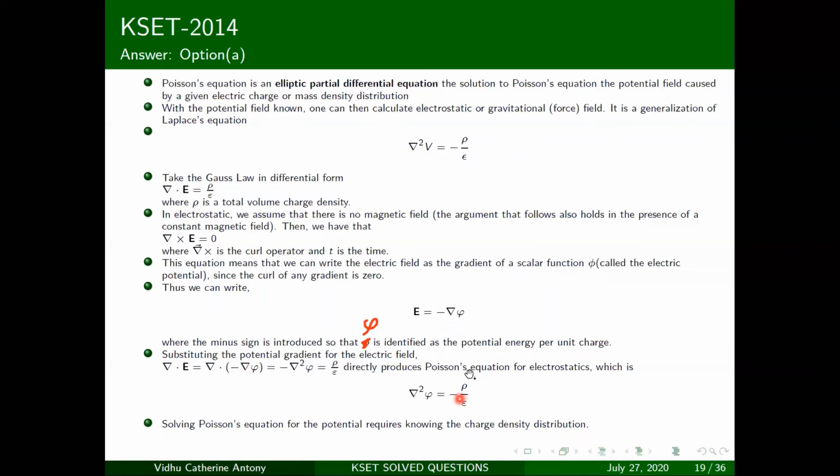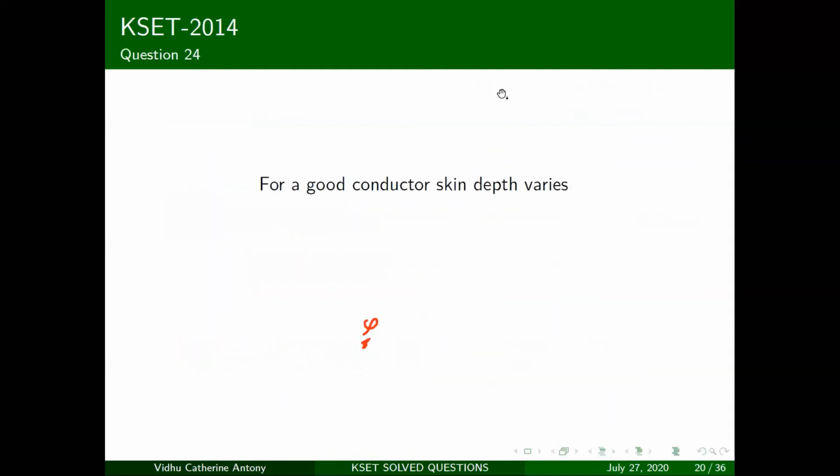Okay, so now how do you get your Laplace equation? Basically your rho is 0. If your charge density distribution is 0, you end up getting your Laplace equation. So that's that.